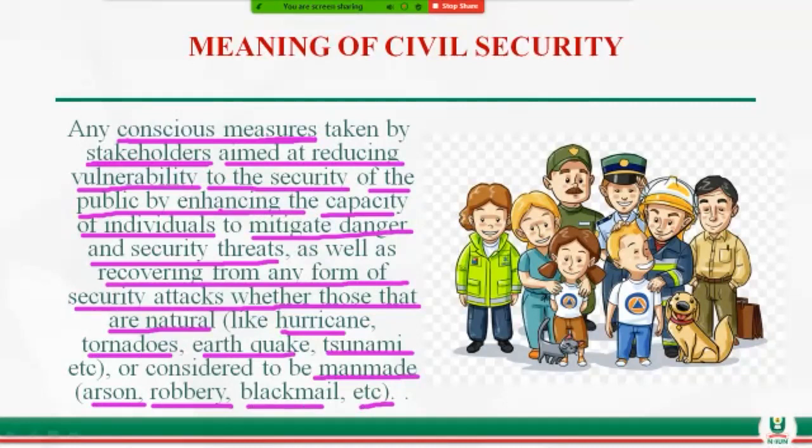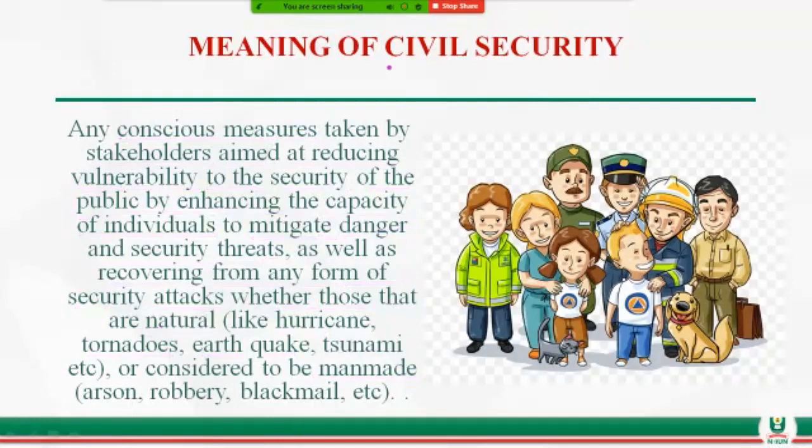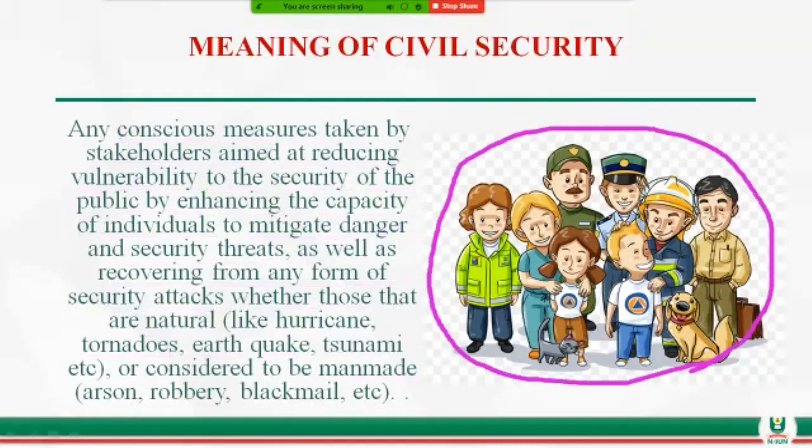Okay. Now, in general, civil security is, in a layman's explanation, just for you to understand, it has to do with those conscious measures taken by decision makers in a particular community, all right, those who decide, and the aim is to reduce those who fall victims to crime, all right, or vulnerability, to reduce the number of people who become victims, who become vulnerable to any form of attack or violence or threat, all right?